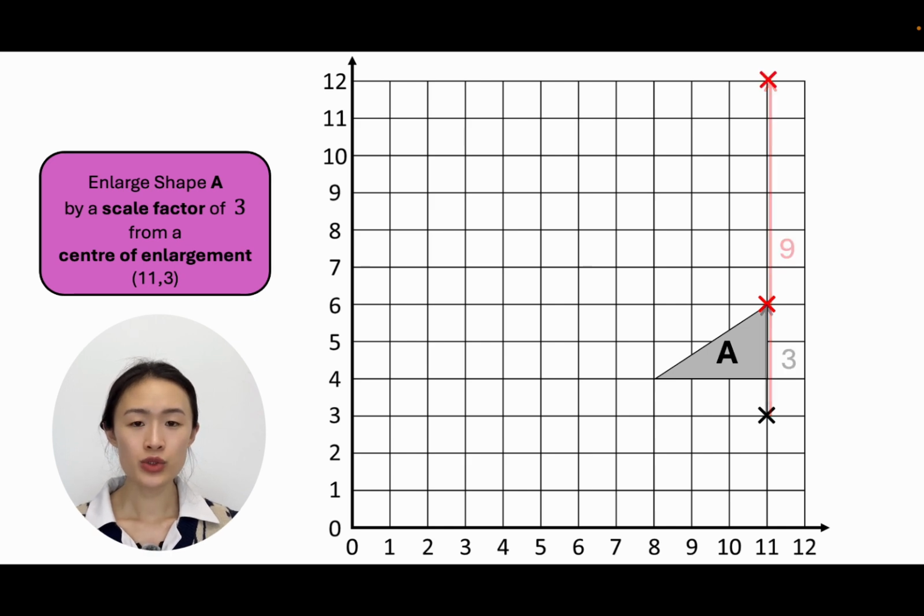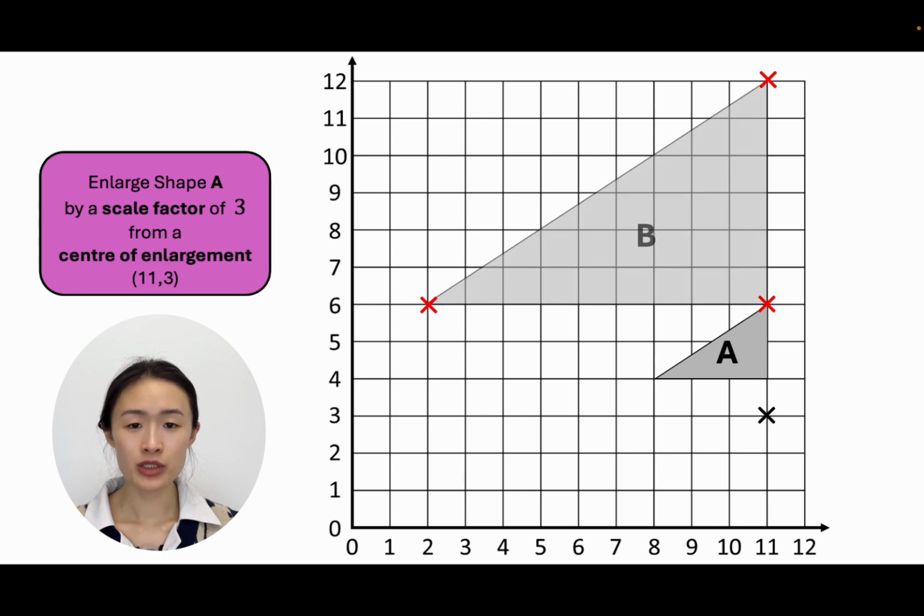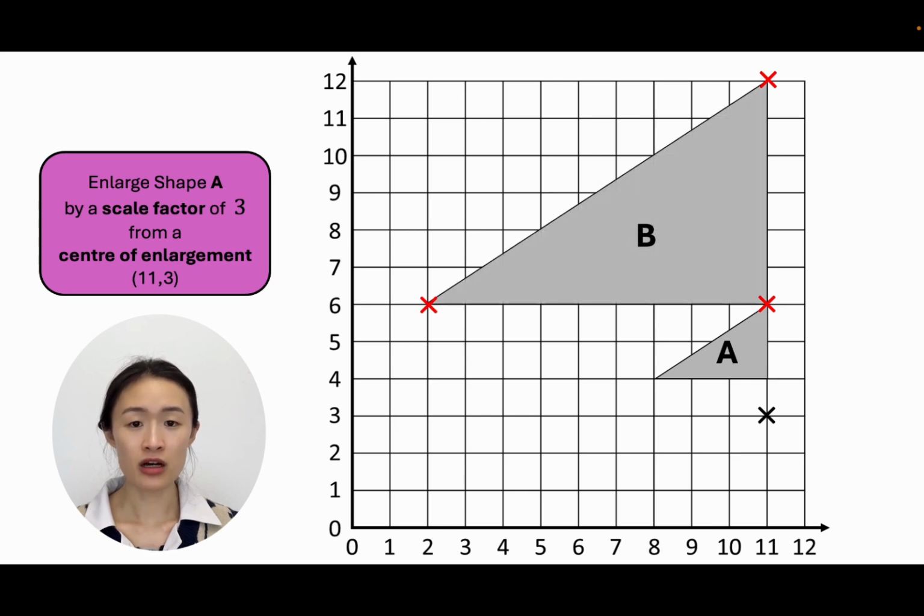Okay, let's see another point. Now if I wanted to go to 8, 4, what I needed to do is to go to the left by 3 units and then up by 1. Because our scale factor is 3, so then starting from the center of enlargement, what I needed to do is to go to the left by 9 units and then up by 3 units. Now 2, 6 is the corresponding point. We will be able to find the image of A, which is B, the larger shape.